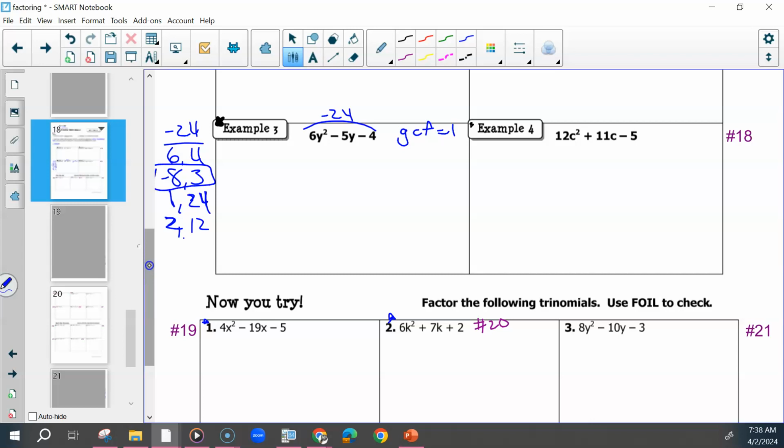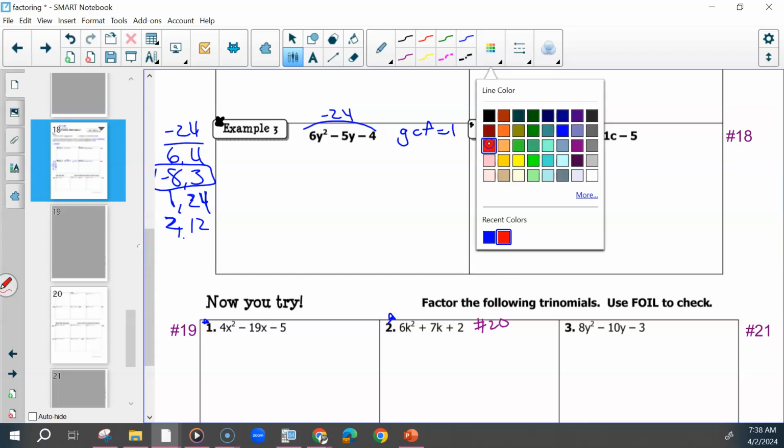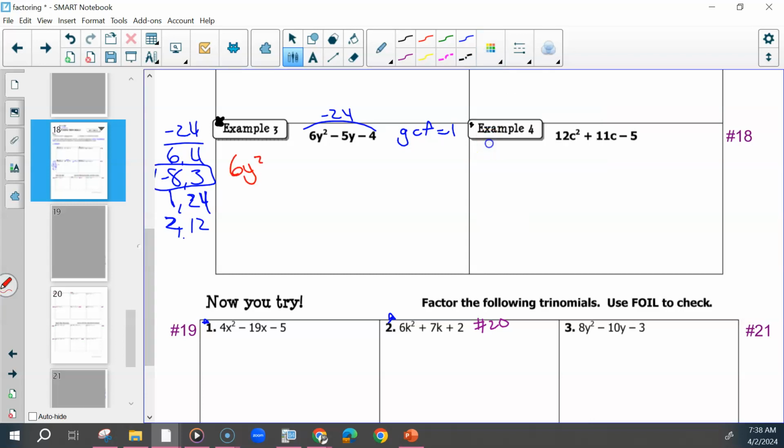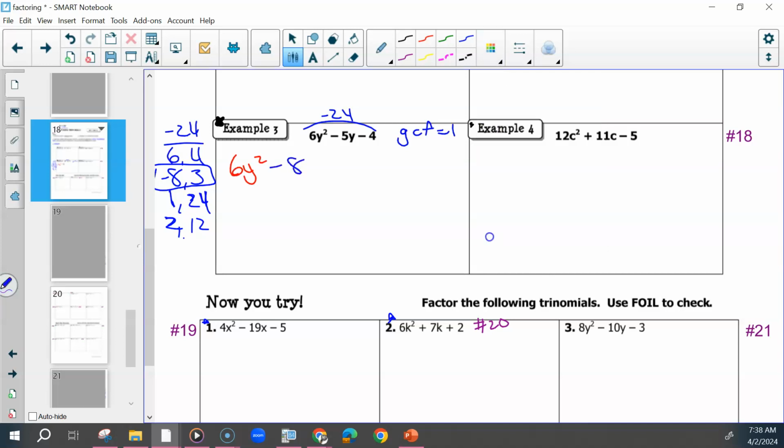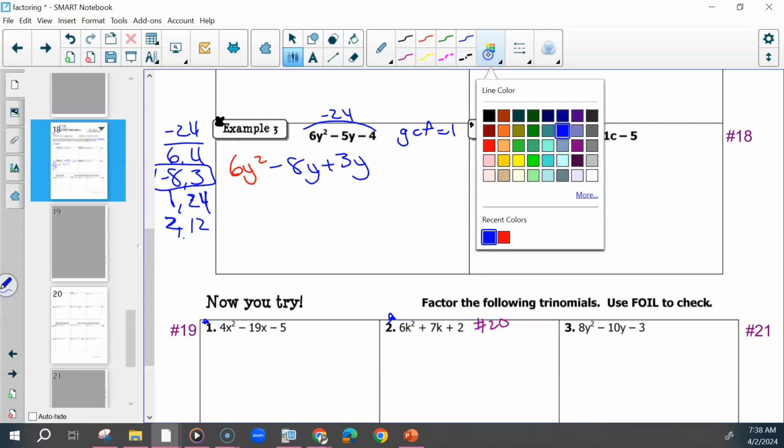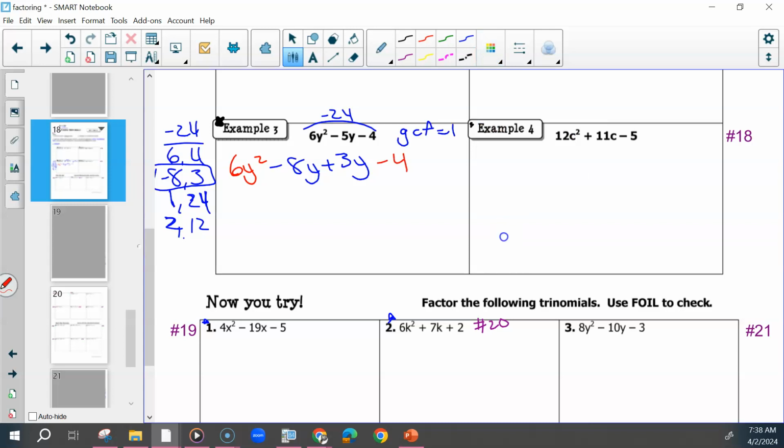And then what do we do with those? You would do 6y, so that's minus 8 plus 3 minus 4. And really it didn't matter if you wanted to put the 3 first, because 6 and 3, you could divide a 3 out, you could do that also, it doesn't matter.